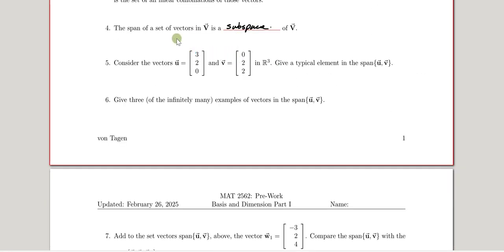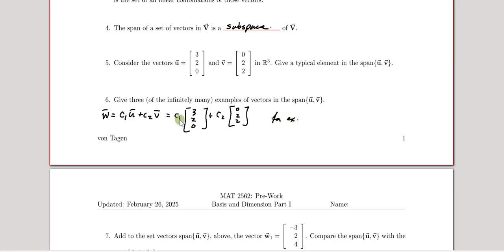Okay. So let's go ahead and look at these two vectors. We've got U and we've got V, and let's give a typical element that would be in the span of U, V. So the typical element that would be in the span of U, V would look like maybe some W, which is C1 U plus C2 V. Another way to write that would be C1 times the vector U, (3, 2, 0), plus C2 times the vector V, (0, 2, 2).